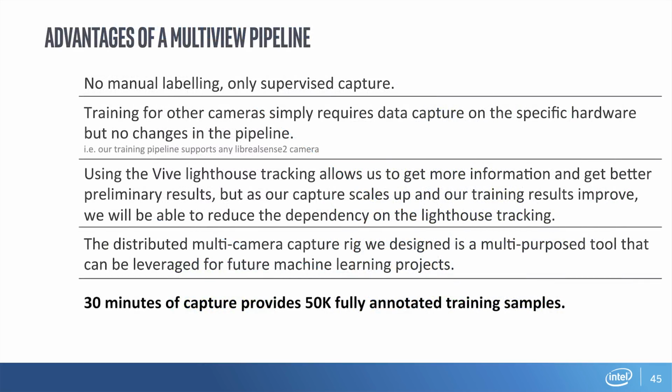So again, I'll mention the advantages of such a system. Really, no manual annotation, and for a small team, that's really important. We could train other cameras if we wanted to. We could bring in a new camera that we were working on, put it into the same system, and suddenly we'd be collecting new data for it as well. Using the Vive system, we'd get all of the nice, really clean data about the headset position and the controllers. And with just 30 minutes of capture, we were able to get 50,000 fully annotated training samples.